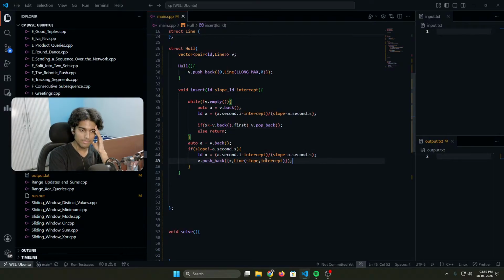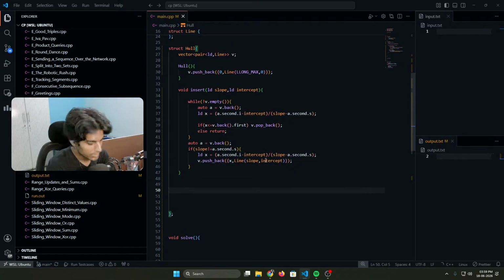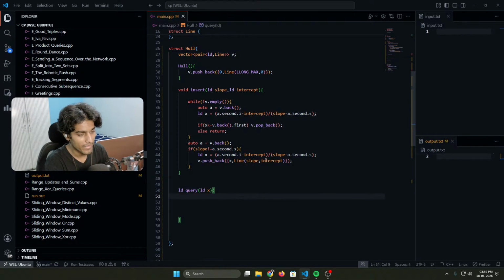This looks very fine to me. We need to write another thing, and it is going to be LD. This will be query. I will be using binary search for this. So inside this query, we are going to have a... right. So what do we do here?